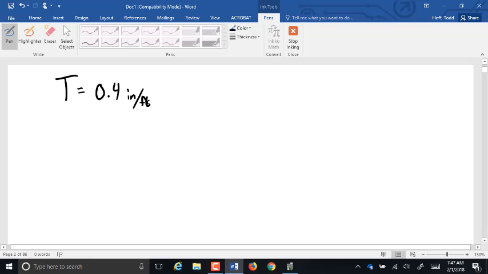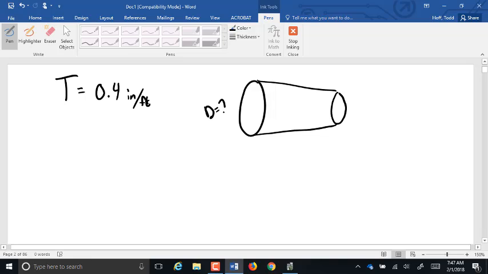So what if I give you a taper of 0.4 inches per foot? And I tell you that we have a shaft that is a large diameter of 2.75 inches. I want to know what length it would have to be before the small diameter gets down to 1.15 inches.